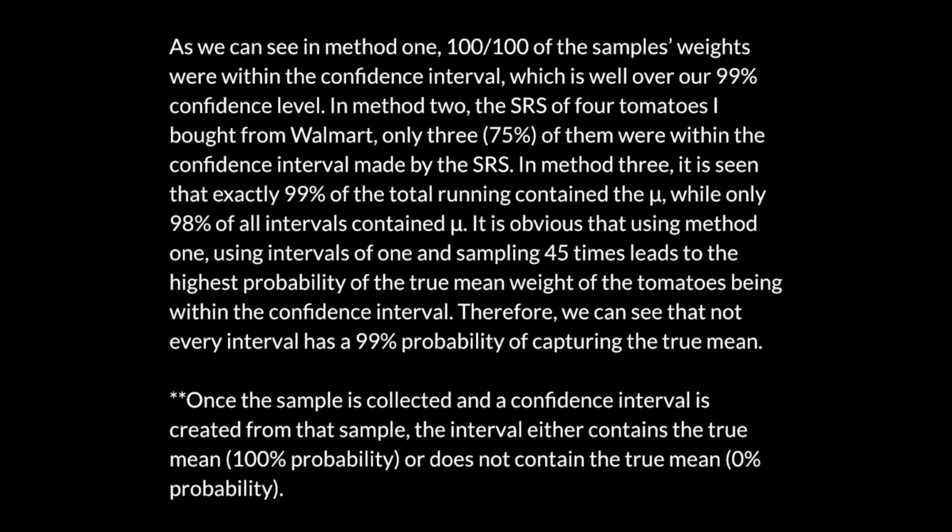Therefore, we can see that not every interval has a 99% probability of capturing the true mean, because once the sample is collected and a confidence interval is created from that sample, the interval either contains the true mean, which is 100% probability, or does not contain the true mean, which is 0% probability.